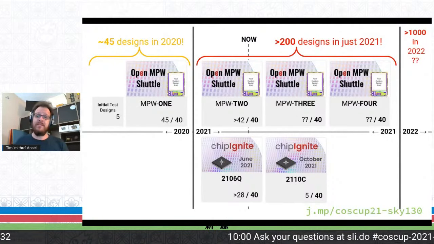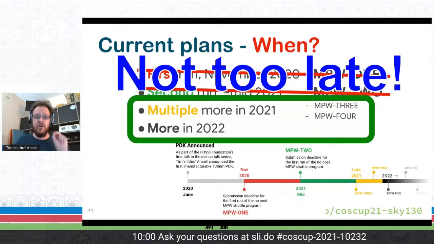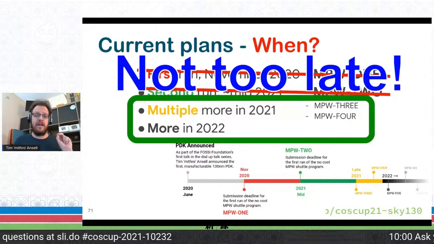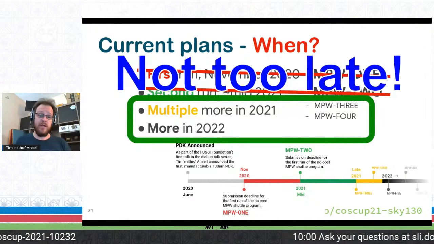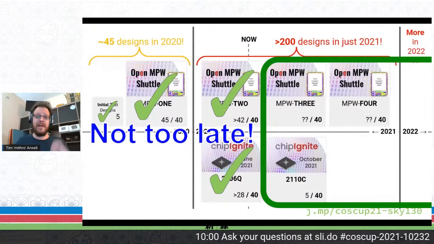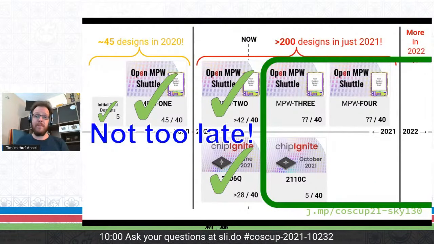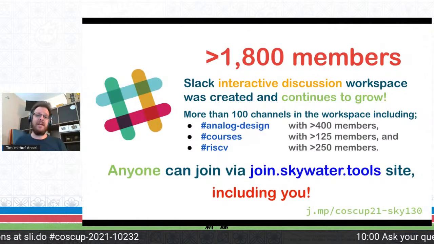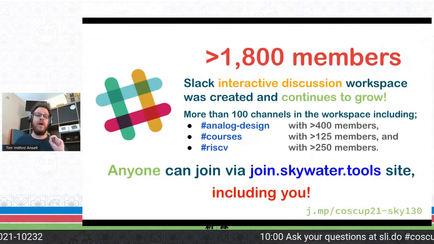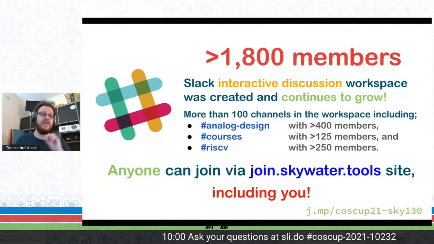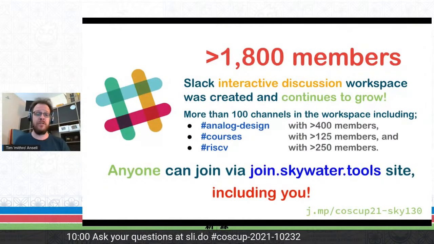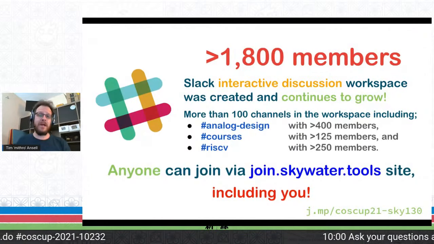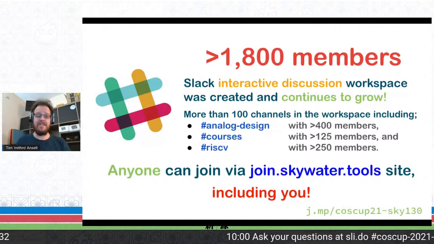And so you might be looking at this and thinking, damn, I'm too late. But it's not too late. There's going to be more tape outs. There's going to be 2 more this year, and there's going to be more in 2022. So there's plenty of time for you to participate. And the great thing is that there is 1,800 members in the Skywater Slack channel who are able to help you and now have experience doing tape outs with this process. And so now there's no time like the present to become involved in doing open source ASICs.